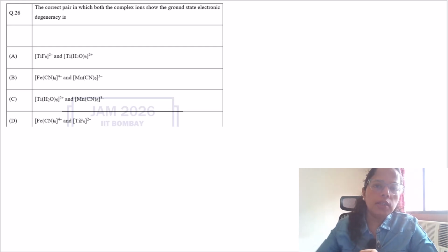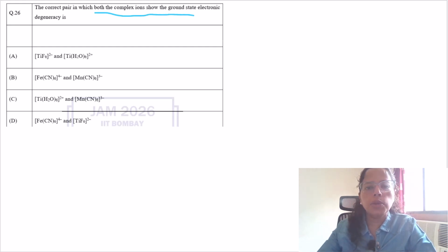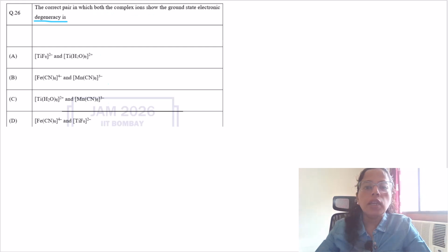So today's question is we have to identify the correct pair in which both the complex ions show ground state electronic degeneracy. So we have been given two pairs of complexes in each option. And here we have to find in which of these options both these complexes have ground state electronic degeneracy. Now, first of all, the meaning of ground state electronic degeneracy.